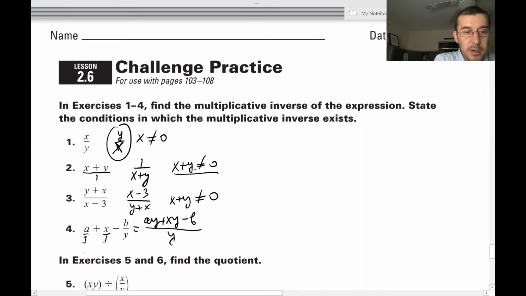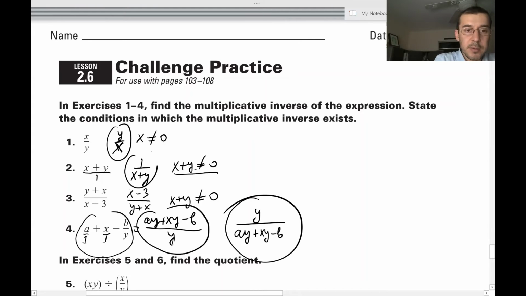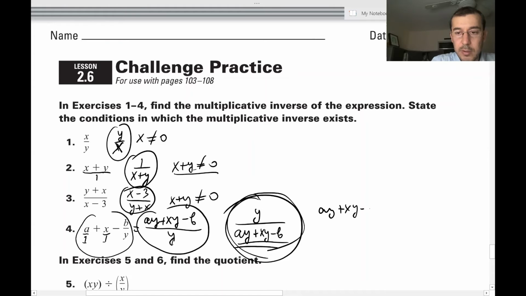So this here is the same thing as this. Now, what is the multiplicative inverse of this? Well, it's y over ay plus xy minus b. So that's the answer. And then this guy cannot be 0, right? So ay plus xy minus b cannot equal 0.